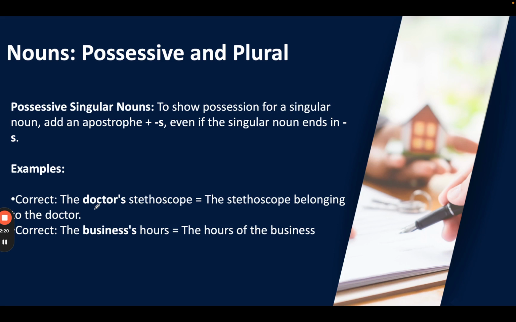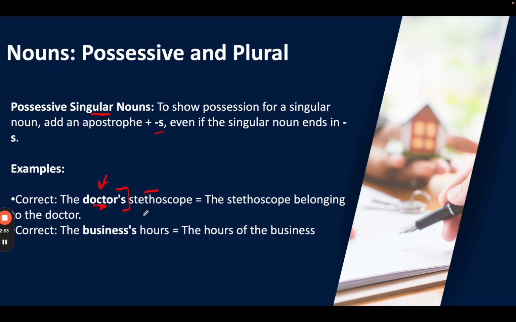Now, when it comes to apostrophe usage, specifically for possessive singular nouns, what do we do? We add an apostrophe s, right? Now let's look at an example. The doctor's stethoscope. So we are talking about one doctor because this form is singular. Apostrophe s over here means that we are talking about somebody's stethoscope, and whose stethoscope are we talking about? This doctor's. To show that the stethoscope belongs to the doctor, we have used an apostrophe s.